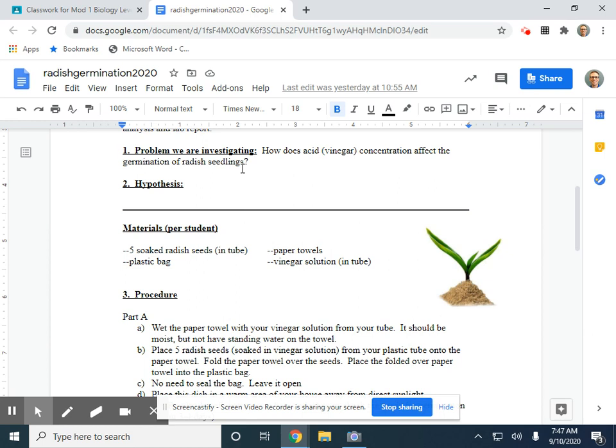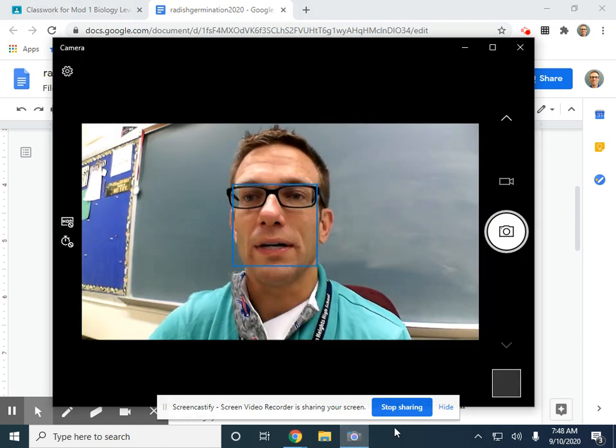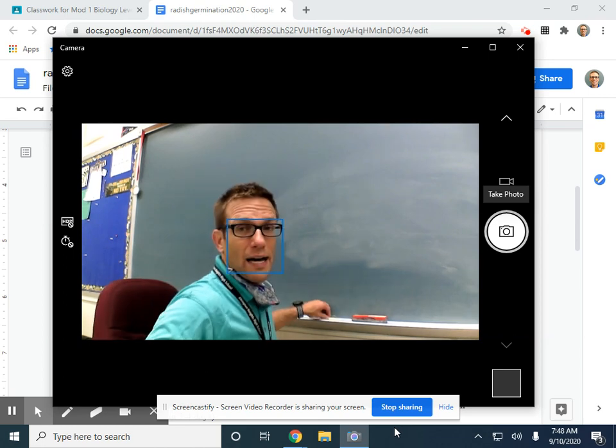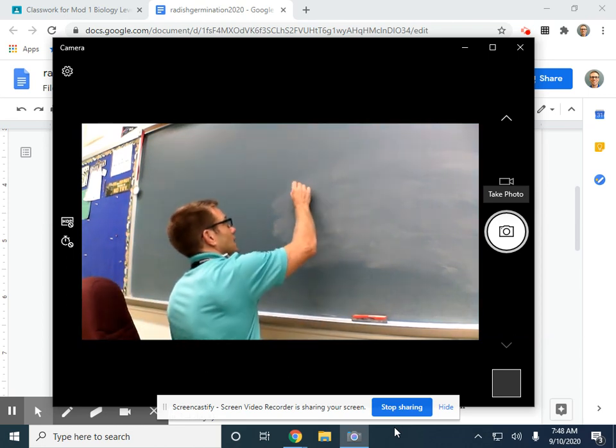Okay? The second thing I want you to look at is this line here where it says hypothesis. The hypothesis is a possible answer to that problem you're investigating. So here's our problem. How does acid concentration affect the germination of radish seedlings? Okay, well, here's what we have for our acid concentrations.